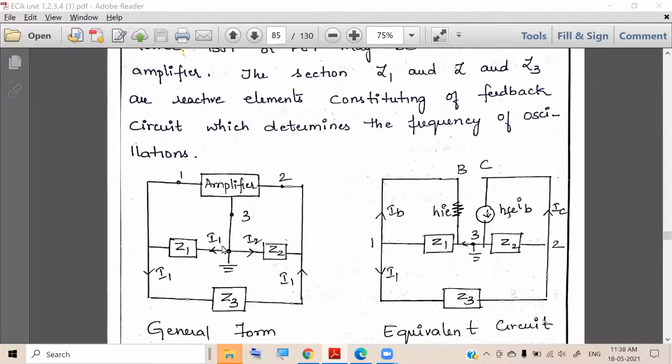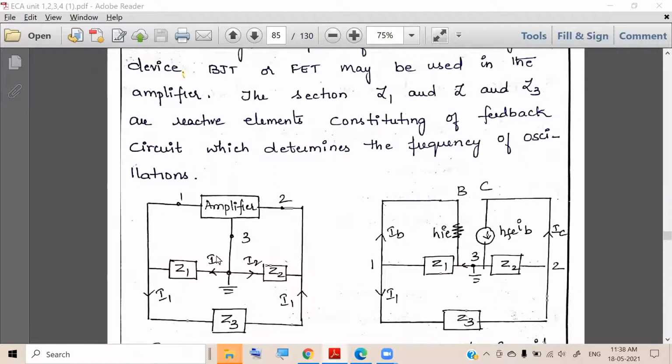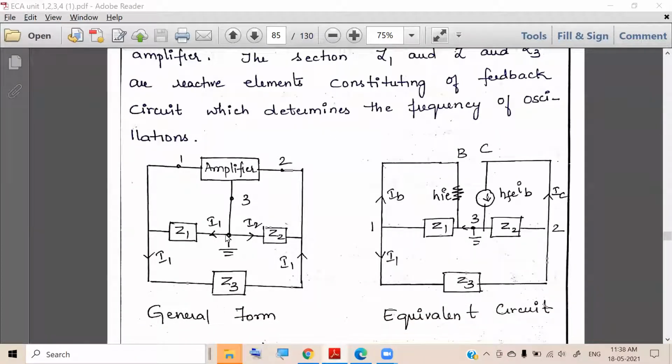We discussed the tank circuit in the previous class: charging and discharging in the tank circuit can provide oscillations. So the tank circuit consists of these reactive elements Z1, Z2, Z3, and depending upon the oscillator, these are either inductors or capacitors. So we have seen the general form of an LC oscillator.